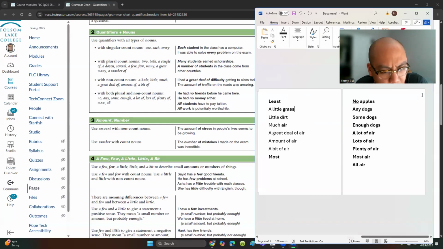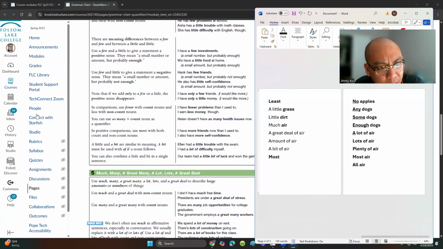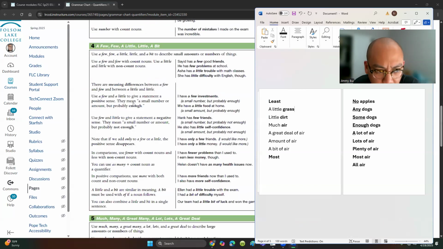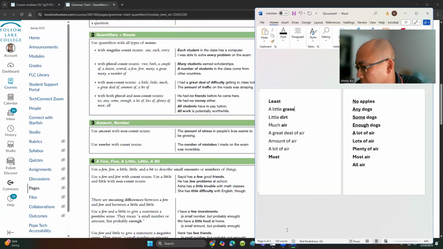Okay, and so these are just some examples of quantifiers. I will be making another video to look at these other grammar rules. That will be coming shortly. I like to divide these sections up into videos that way they're a little easier to watch and find as far as the content.